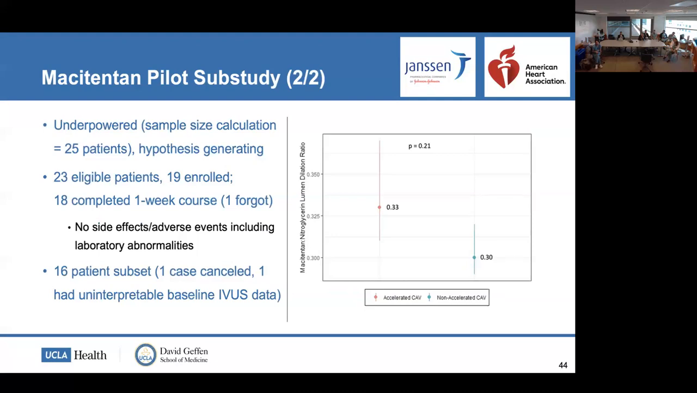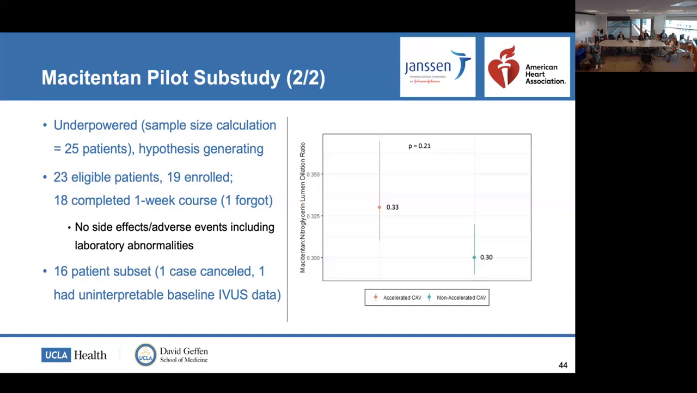And so what did we find? Well, first, this was a rude awakening into the dark world of research. It took almost 16 months of contracting between UCLA and Janssen to get this off the ground. And so by the time we finally received the study drug, we had almost completed the grant. And so we were only able to enroll a certain number of patients. So these data are underpowered based on my sample size calculation when I wrote the grant, which is about 25 patients. So this is all hypothesis generating data.